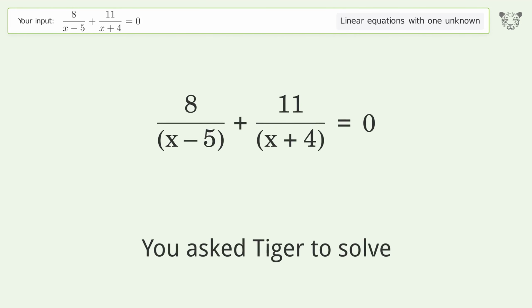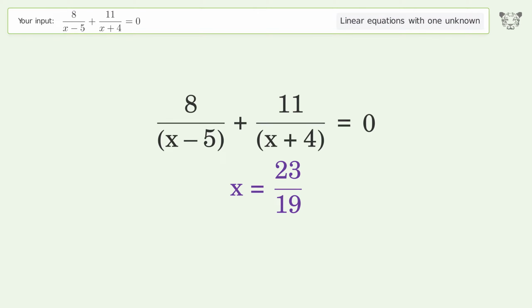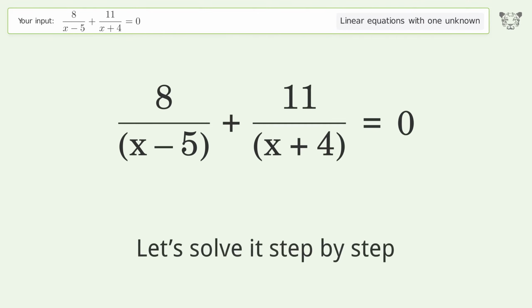You ask Tiger to solve. This deals with linear equations with one unknown. The final result is x equals 23/19. Let's solve it step by step.